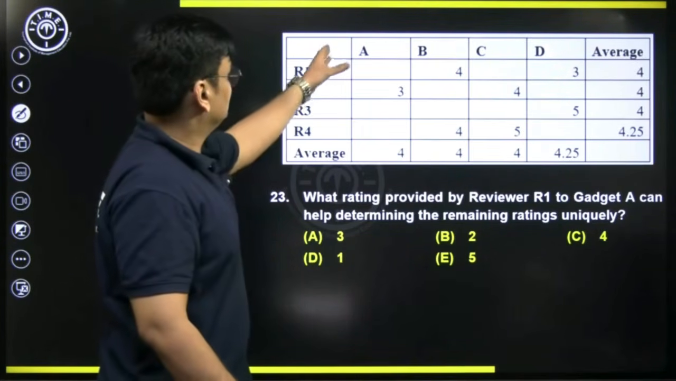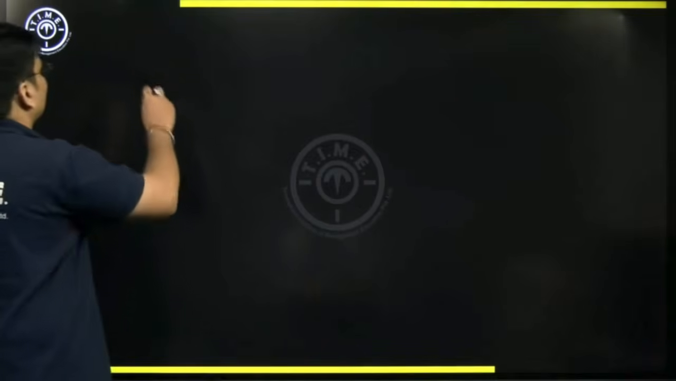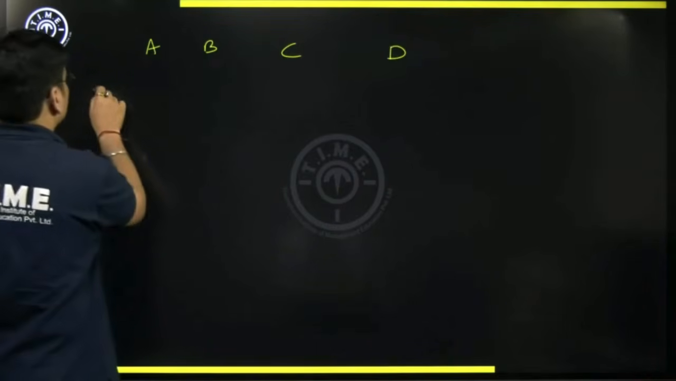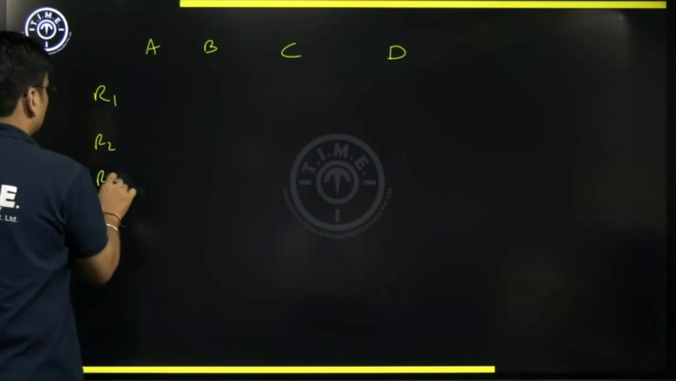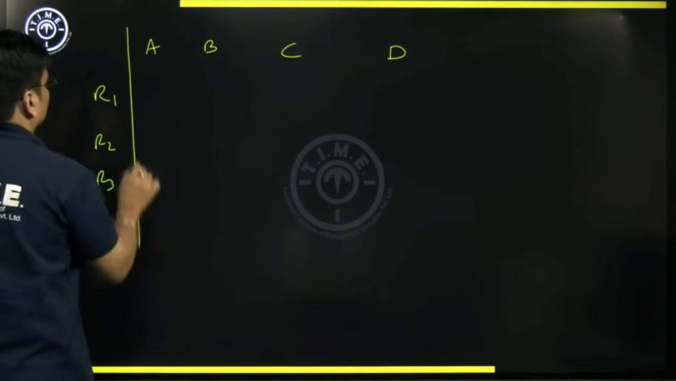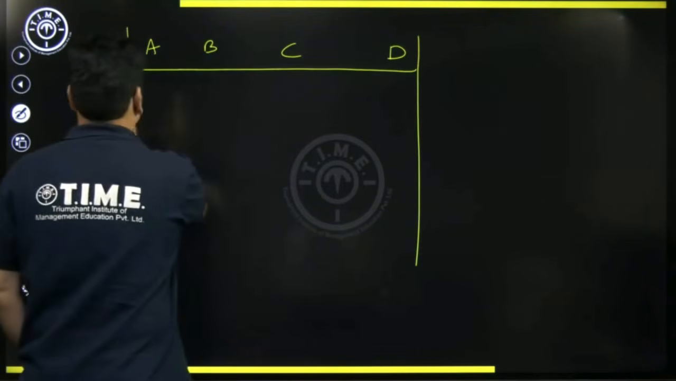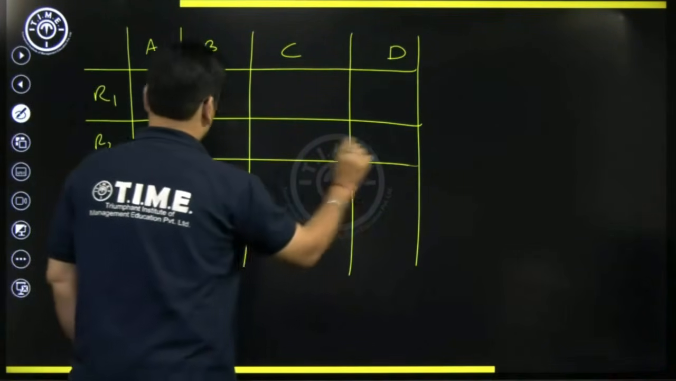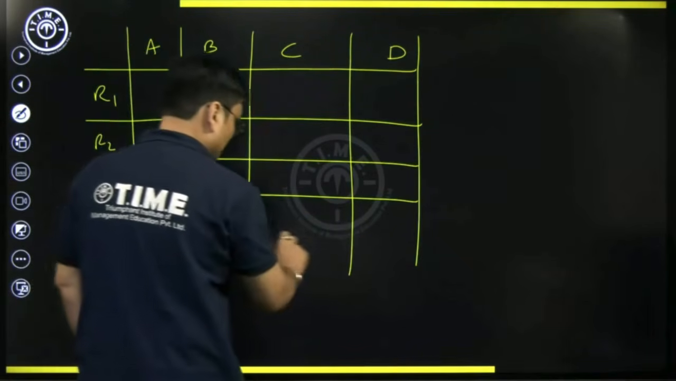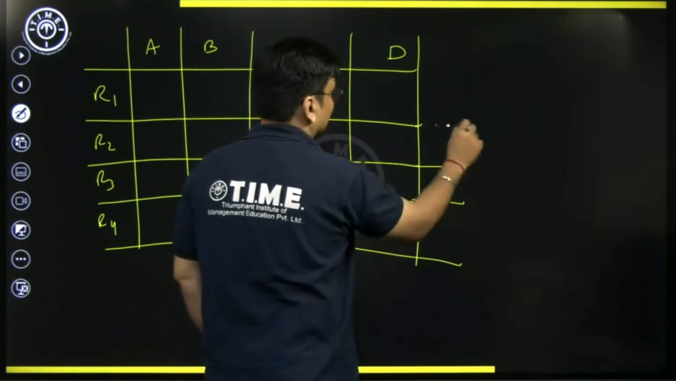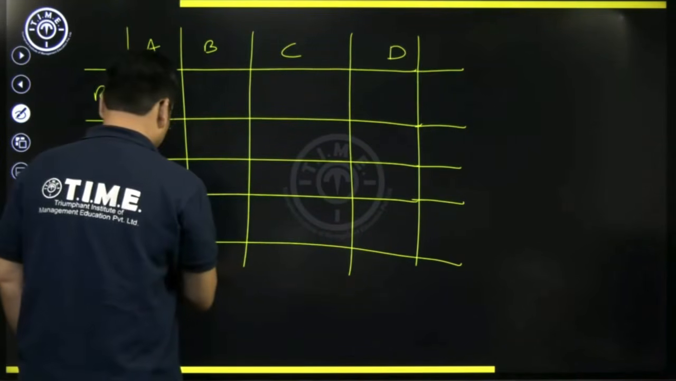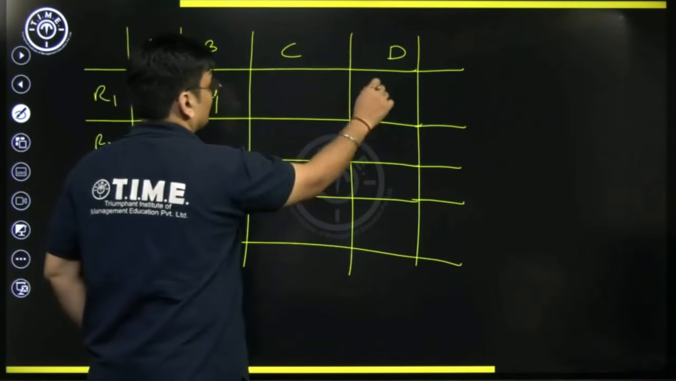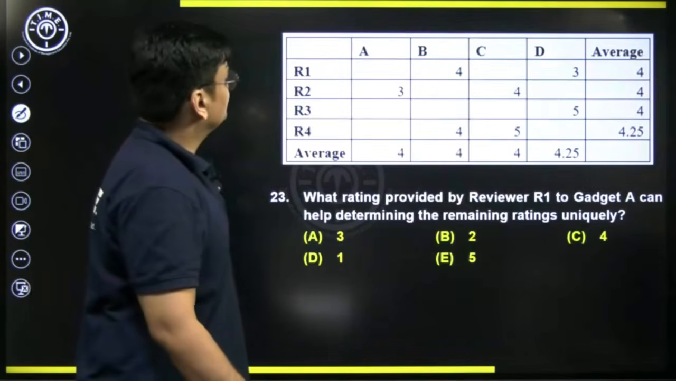So what I will do is, this table I will just write it down again. We have A, B, C, D, and then you have R1, R2, R3 and R4. Now, some of the ratings are given to us, so we will just write that. What are the ratings given to us? 4 and 3. 3 and 4.